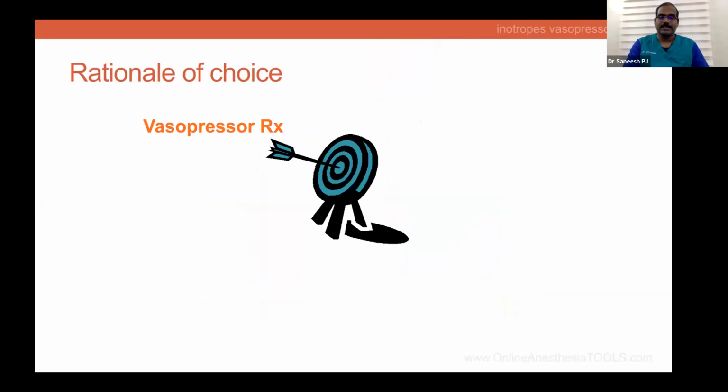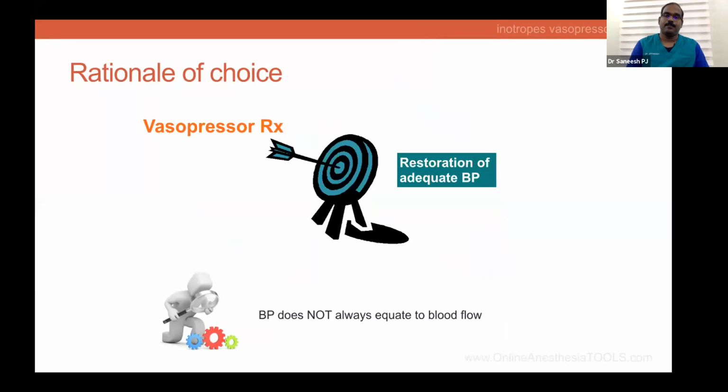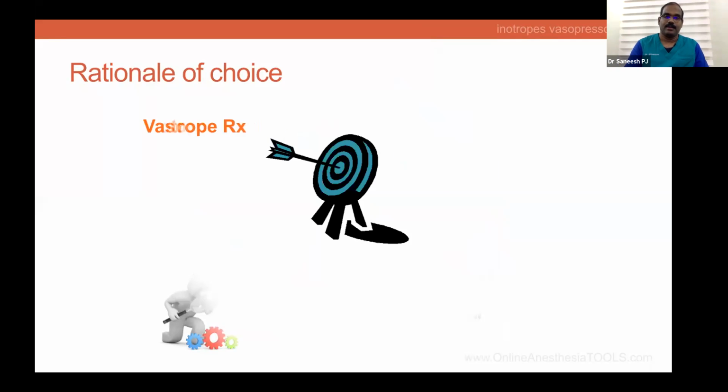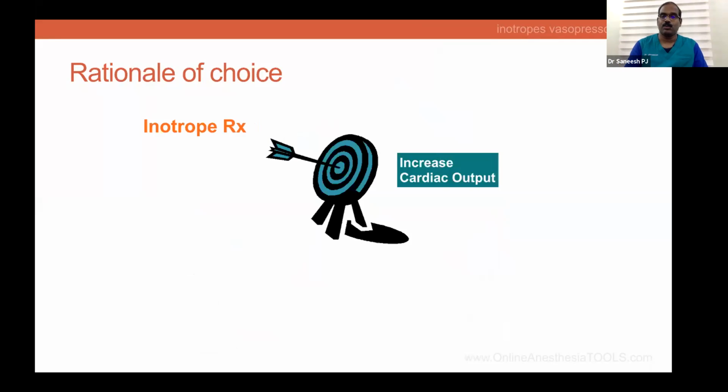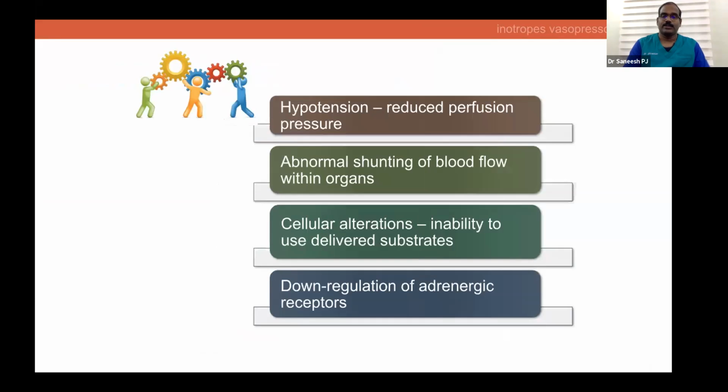So how do we make a choice? If you need a vasopressor, a vasoconstrictor, your idea is to restore adequate blood pressure, so you choose a vasopressor. But remember, BP does not always equate to blood flow. Next, if you want to choose an inotrope in your armamentarium because you want to increase cardiac output, again keep in mind that determining whether cardiac output is adequate in patients with shock is a difficult question. So these are the points we need to keep in mind before proceeding.